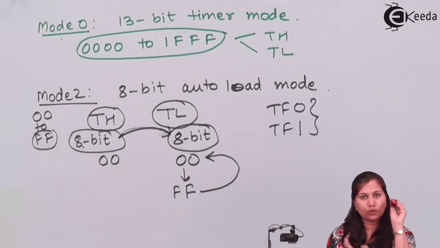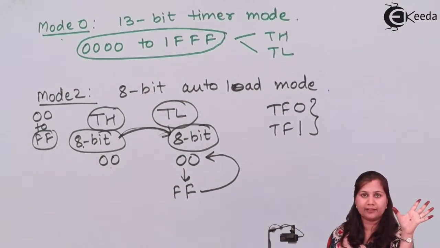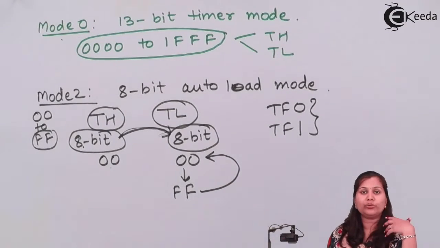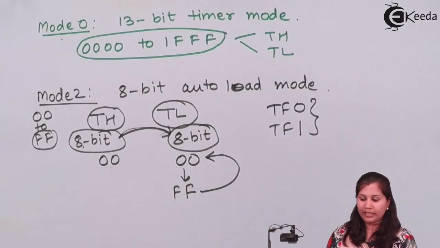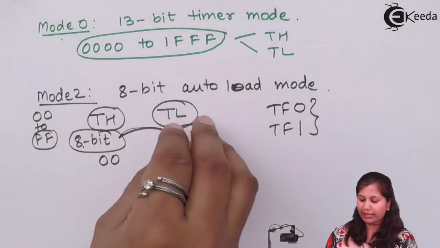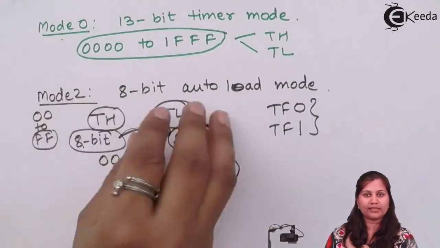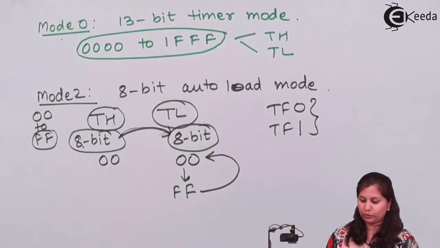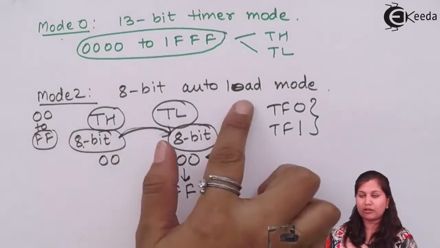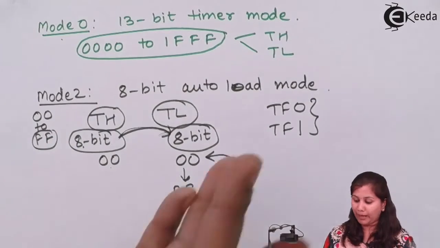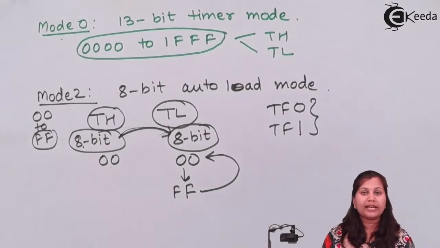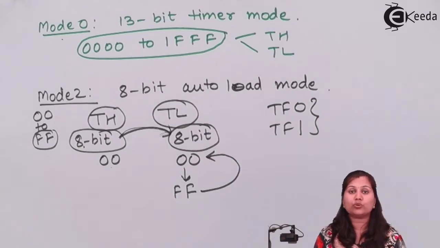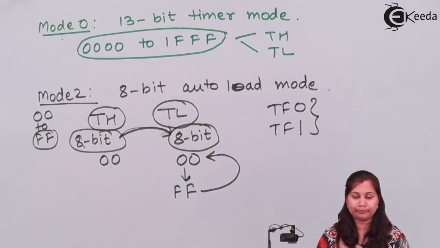The count is first loaded in TH and it remains there; it will not be modified. So again and again the programmer need not reload the count value. Every time, the timer copies this count value from TH into TL, which is then incremented. That is why mode 2 is called the auto reload mode. But in mode 0 and mode 1, every time the count value overflows, the programmer has to reload the count value.